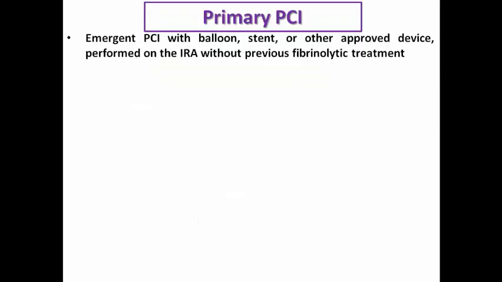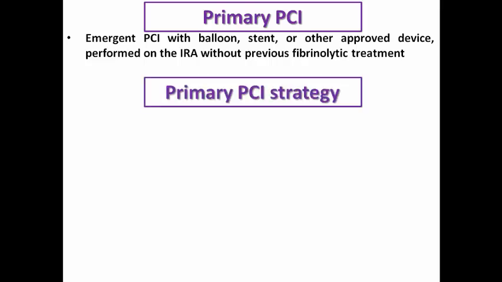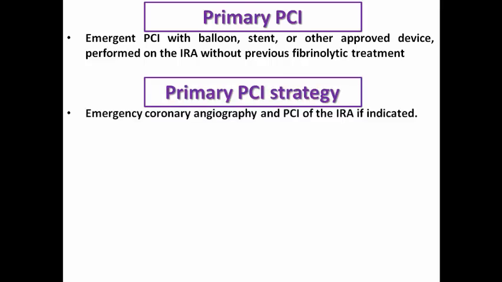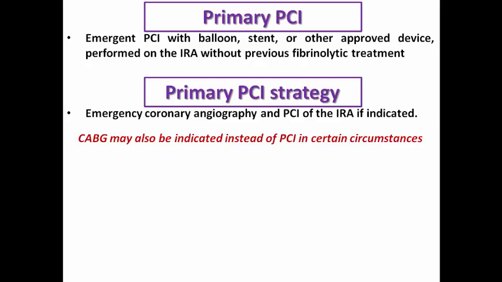Primary PCI includes any emergent PCI with balloon, stent, or other approved device performed on the infarct-related artery without previous fibrinolytic treatment. Whereas primary PCI strategy includes emergency coronary angiography and PCI also of the infarct-related artery if indicated. So it is nearly the same definition. The difference here is that CABG may also be indicated instead of PCI in certain circumstances according to the anatomy of the coronaries and whether the patient had no-reflow or not. So the patient may be scheduled for urgent CABG.